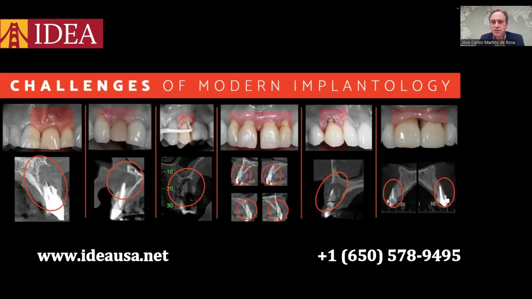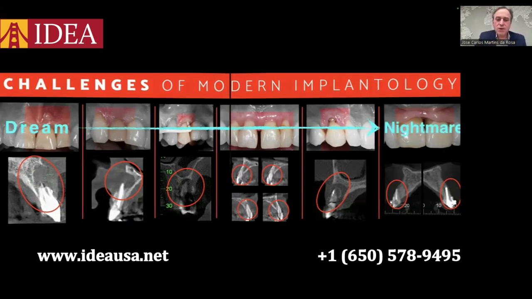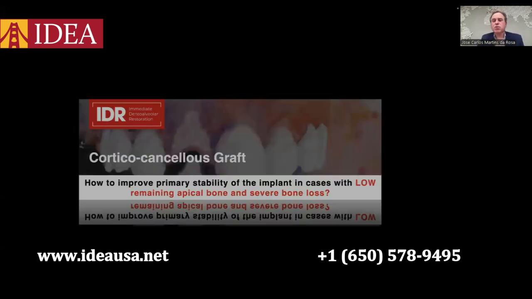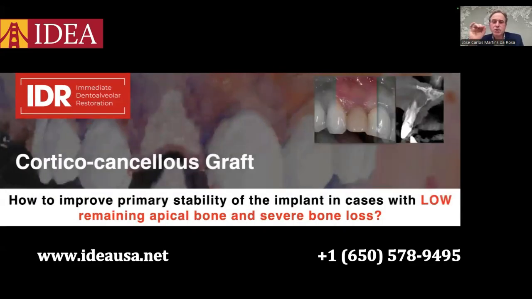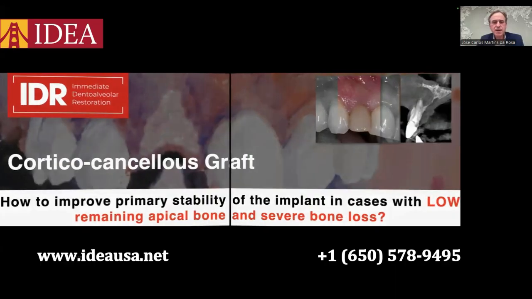This is our daily routine in the management of very challenging clinical cases like this. So let's go from the dream to the nightmare. I would like to share some of these clinical cases today. The first challenging clinical case is this one. And the question is, how to improve implant primary stability in a case with low remaining apical bone and severe bone loss. Look at this case.